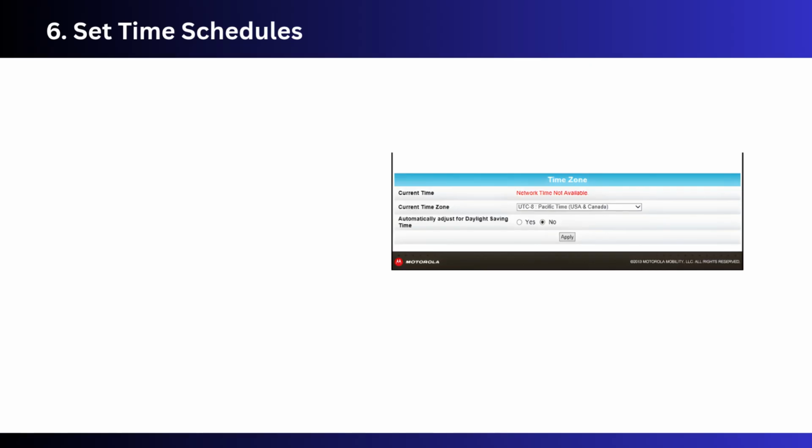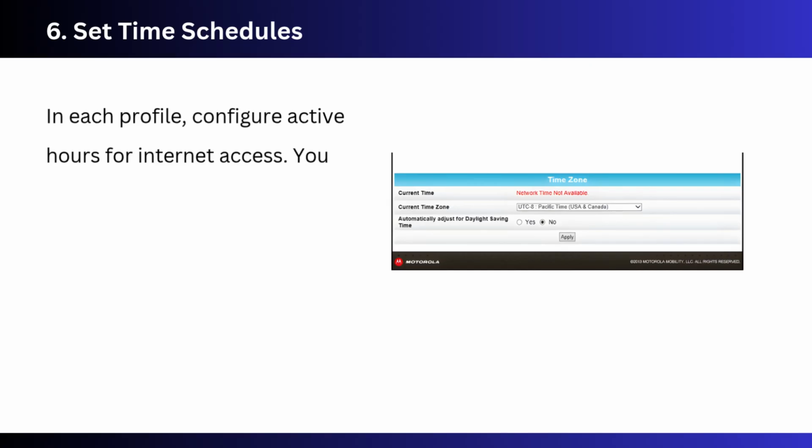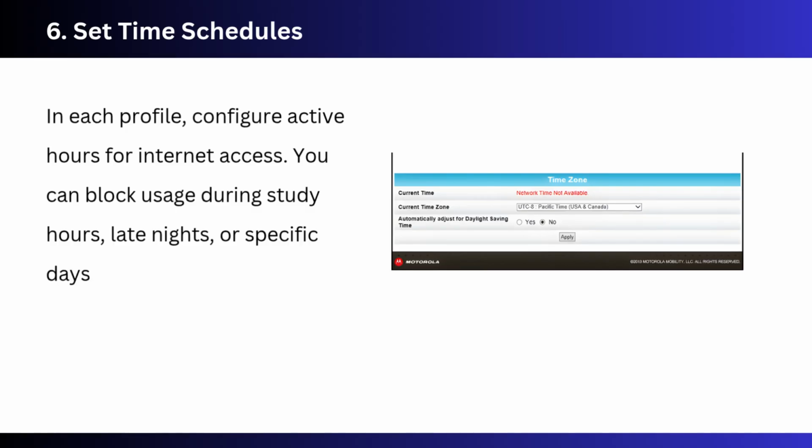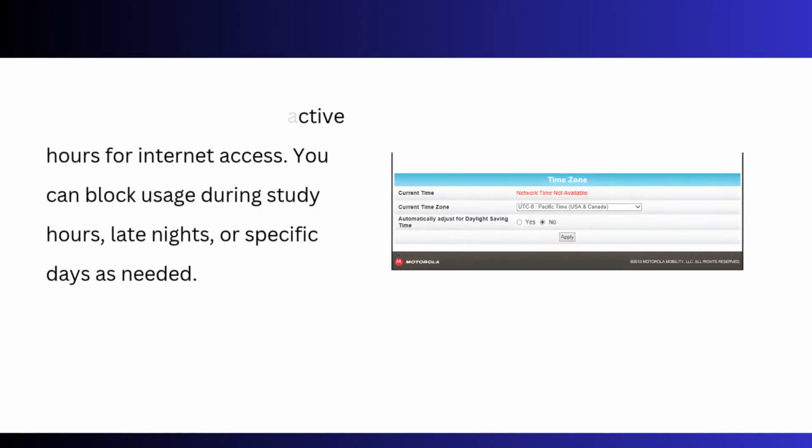6. Set time schedules. In each profile, configure active hours for internet access. You can block usage during study hours, late nights, or specific days as needed.